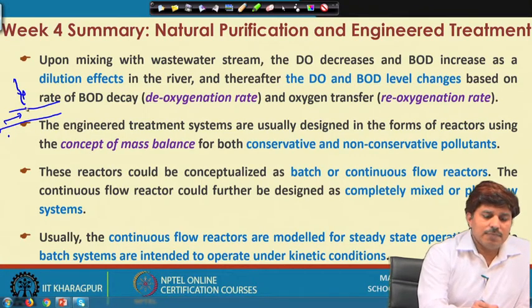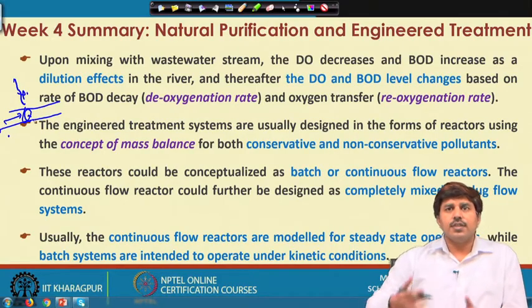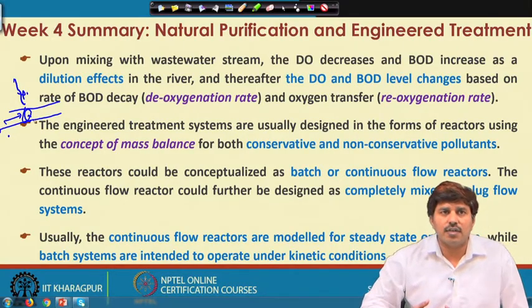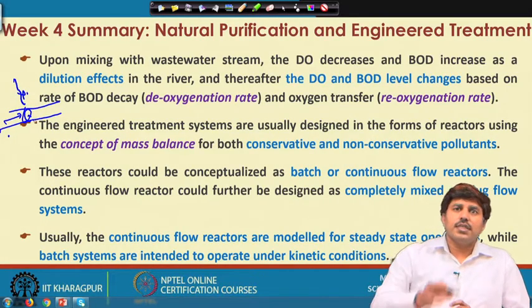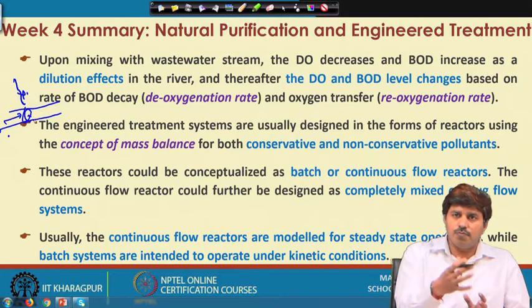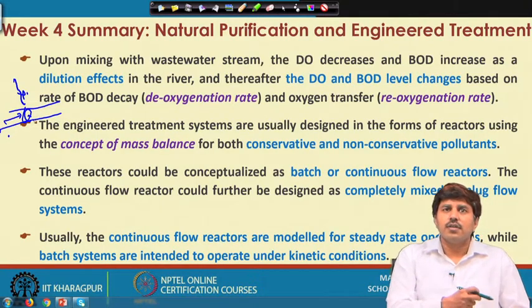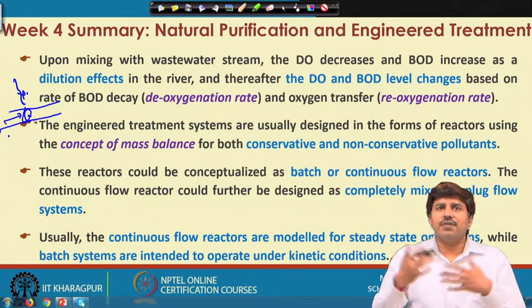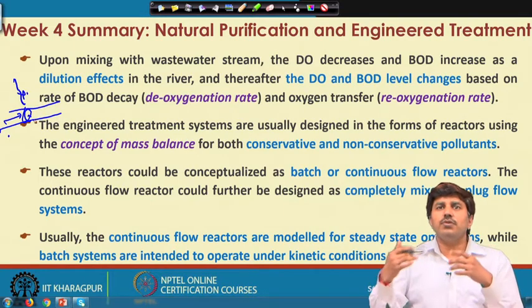So, when the mixing happens, the BOD of the river water will increase because it is getting a higher BOD stream in the form of wastewater, whereas the DO of the river will decrease because it is getting mixed with a wastewater stream which has very low dissolved oxygen. That results in the dilution effect at first.